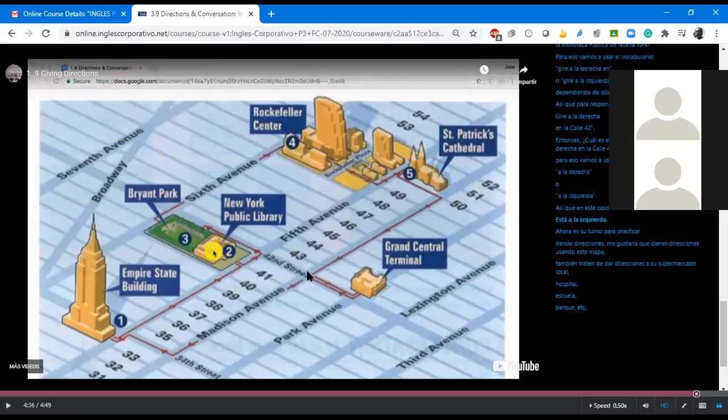Okay. ¿Quién se anima a darme la dirección desde el Grand Central Terminal to the Empire State Building? One volunteer. Roger. The Empire State. No, from here, Grand Central Terminal here, to the Empire State Building. Where aquí, como por aquí, como usted guste, right? Usted me va diciendo y vean el pointer, okay?